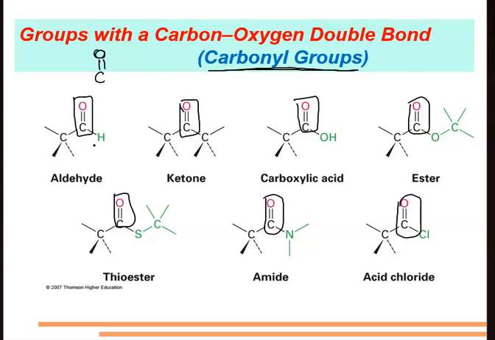But the difference is they all have different groups attached to the carbonyl carbon. So we have aldehyde, ketone, carboxylic acid, ester, thioester, amide, and acid chloride. I'm ignoring thioester for this semester, but you will see that in the next semester. So we will keep it to aldehyde, ketones, carboxylic acid, ester, amide, and acid chloride under the carbonyl groups. Let's look at that in a little more detail.